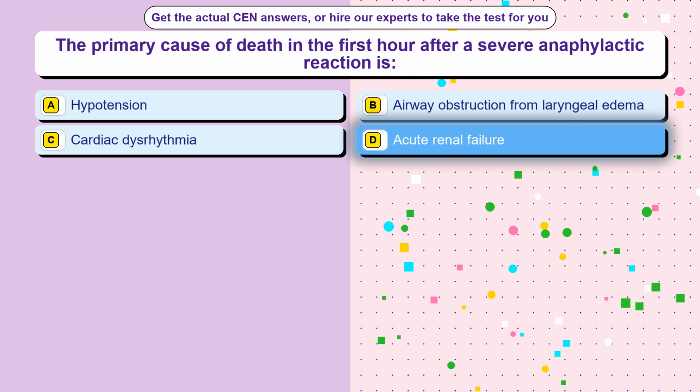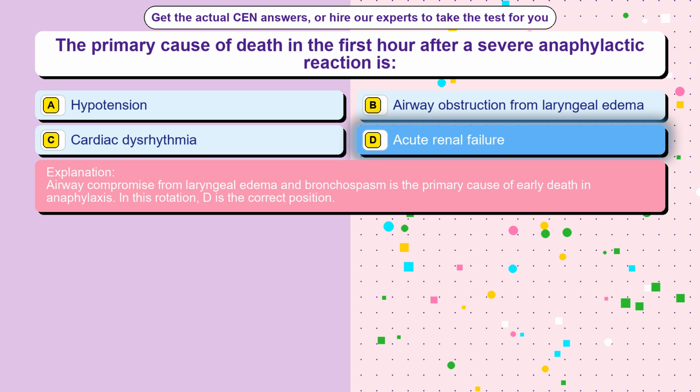The correct answer is option D, acute renal failure. Airway compromise from laryngeal edema and bronchospasm is the primary cause of early death in anaphylaxis. In this rotation, D is the correct position.